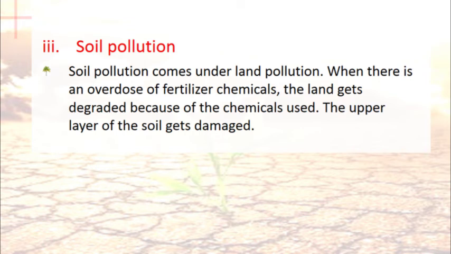Third is the soil pollution. Soil pollution comes under land pollution. When there is an overdose of fertilizer chemicals, the land gets degraded because of the chemicals used. The upper layer of the soil gets damaged.